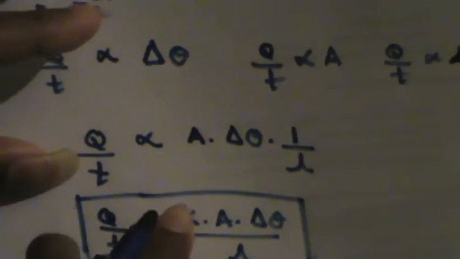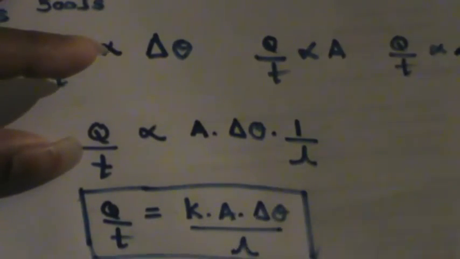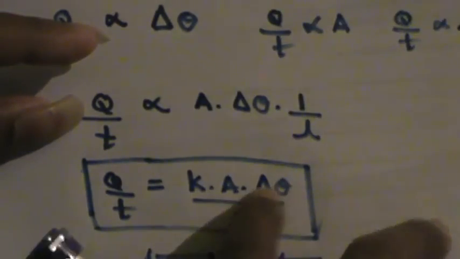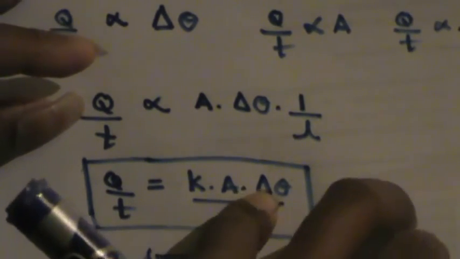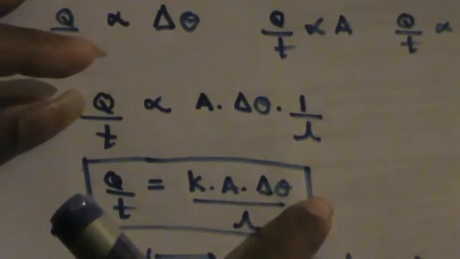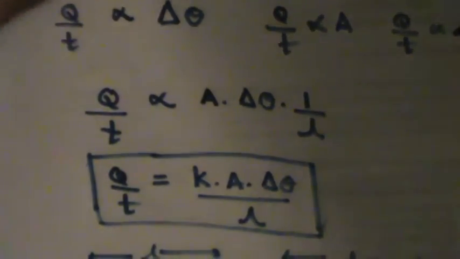Q by T is a constant, which means K times A times delta T by L is a constant. A and L are already constant. So K times delta T is a constant. That means K1 times delta T1 will be equal to K2 times delta T2. So that will be a very simple equation, right? So that is the theory of conduction.